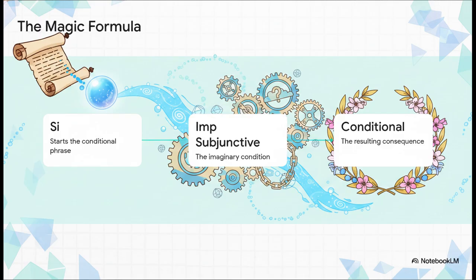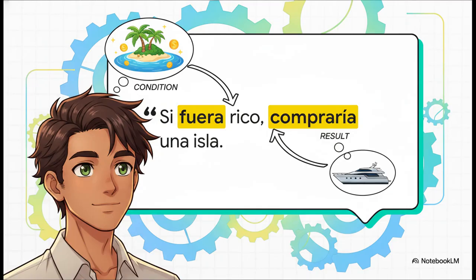The subjunctive sets up the impossible or unlikely reality, and then the conditional tells you what would happen in that alternate universe. And this brilliantly illustrates that exact formula in action. Leo says, "Si fuera rico, compraría una isla." If I were rich, I would buy an island.